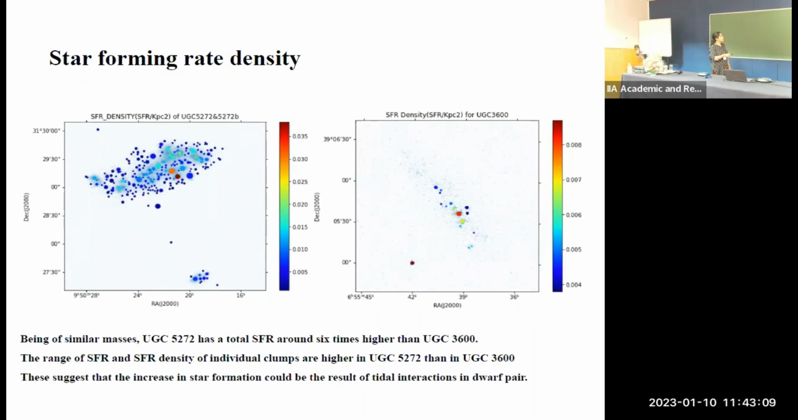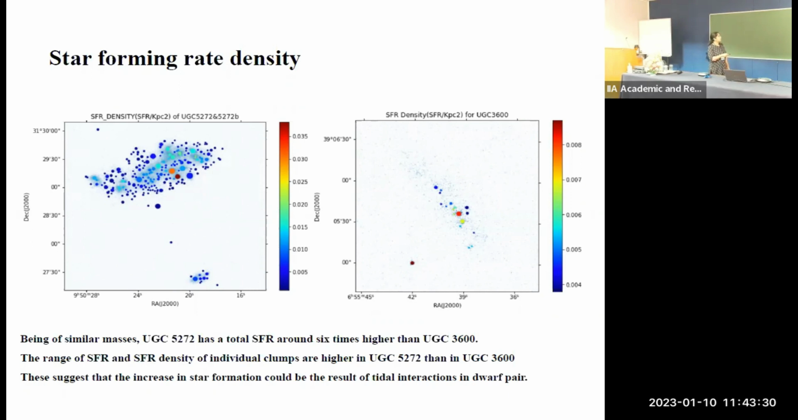So here also you can see that if you see the scale, they have a larger star formation rate density compared to this one. So this is interacting and this is isolated. So this could be due to the tidal interaction of this system. So these are some preliminary results from this study.